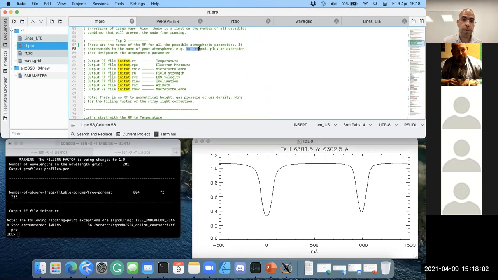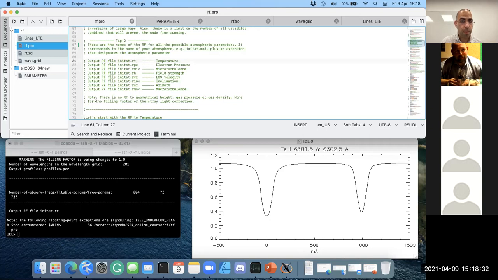So if you are using, for example, init.mod, so this is your atmosphere, then the code will take the first name, and you can see that is here, and then it will add an extension. And the extension is RT for temperature, electron pressure, microturbulence, magnetic field strength, longitudinal velocity or line of sight velocity, inclination, azimuth, and microturbulence. Okay, so depending on what you're interested in, you will have a different extension.